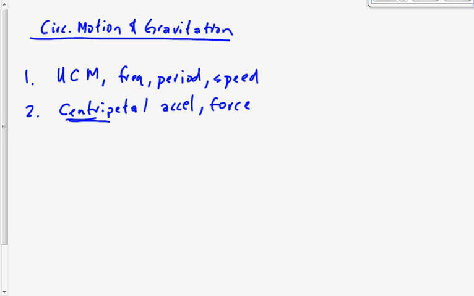The fact that they point toward the center of the circle. We need to know the mathematics of them. A is equal to v squared over r. F is equal to m times v squared over r. How can you have an acceleration when something's going at a constant speed? Because the direction's changing. An acceleration isn't changing speed over time, it's changing velocity over time.